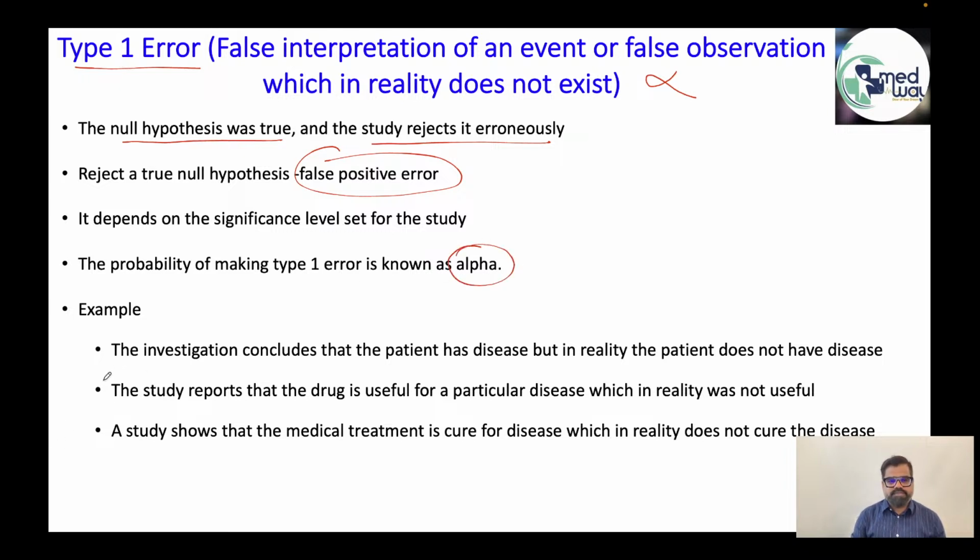Now take an example. The investigation concludes that the patient has disease. The investigation is saying, oh, you are suffering from this disease. But in reality, the patient is not having any disease. So you are wrong. So this is an example of type 1 error. The study reports that the drug is useful for a particular disease, but in reality it is not. It's like type 1 error. Study shows that the medical treatment is the cure for the disease, but in reality it is not. Type 1 error, alpha.